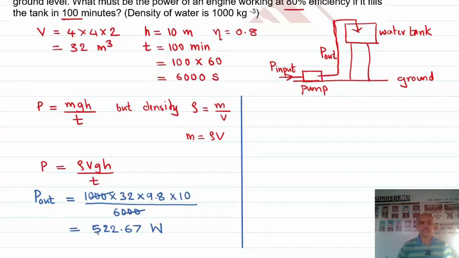Engine is not 100% efficient. So if you take an engine or pump of this power, that is 522, it will not lift water up to the tank, because its efficiency is less than 100.